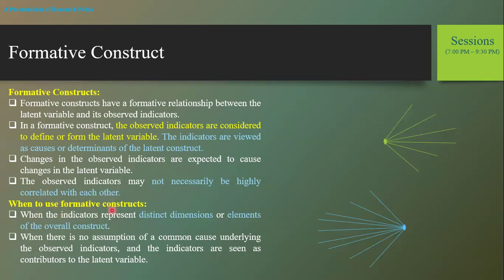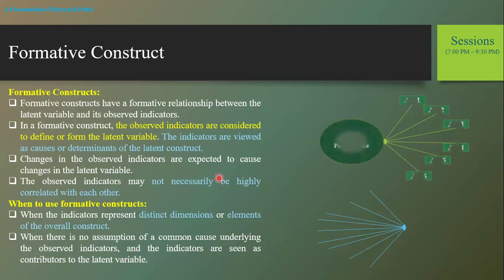So when to use formative constructs? When the indicators represent distinct dimensions or elements of the overall construct. So when there is no high correlation between the indicators, it means you are going to use the formative construct. There is no assumption of a common cause underlying the observed indicators, and indicators are seen as contributors to the latent variable.